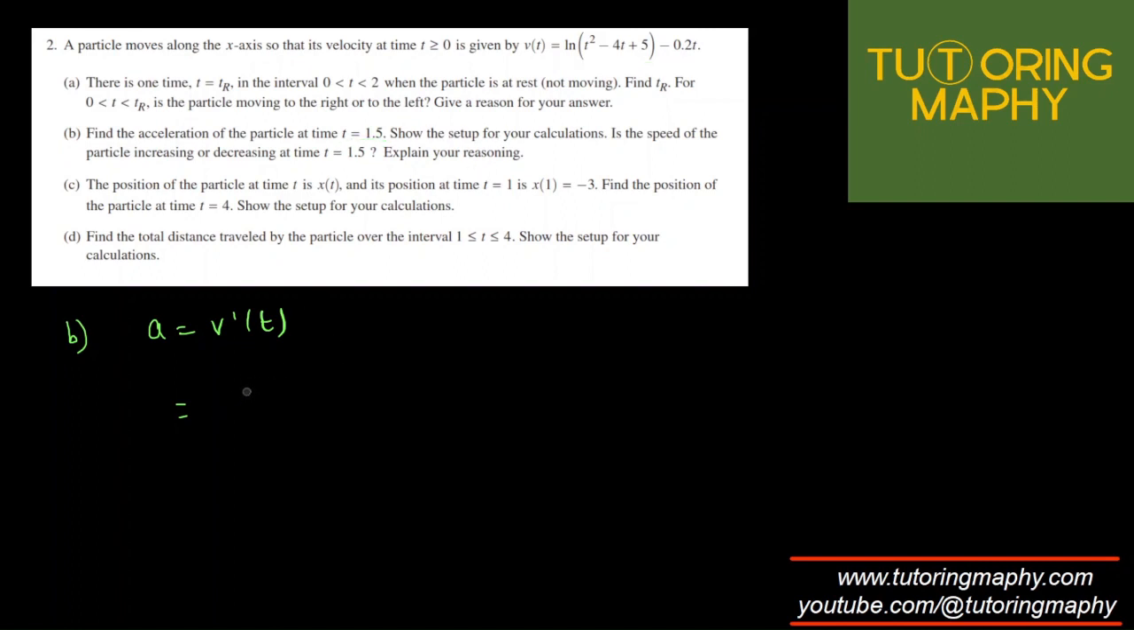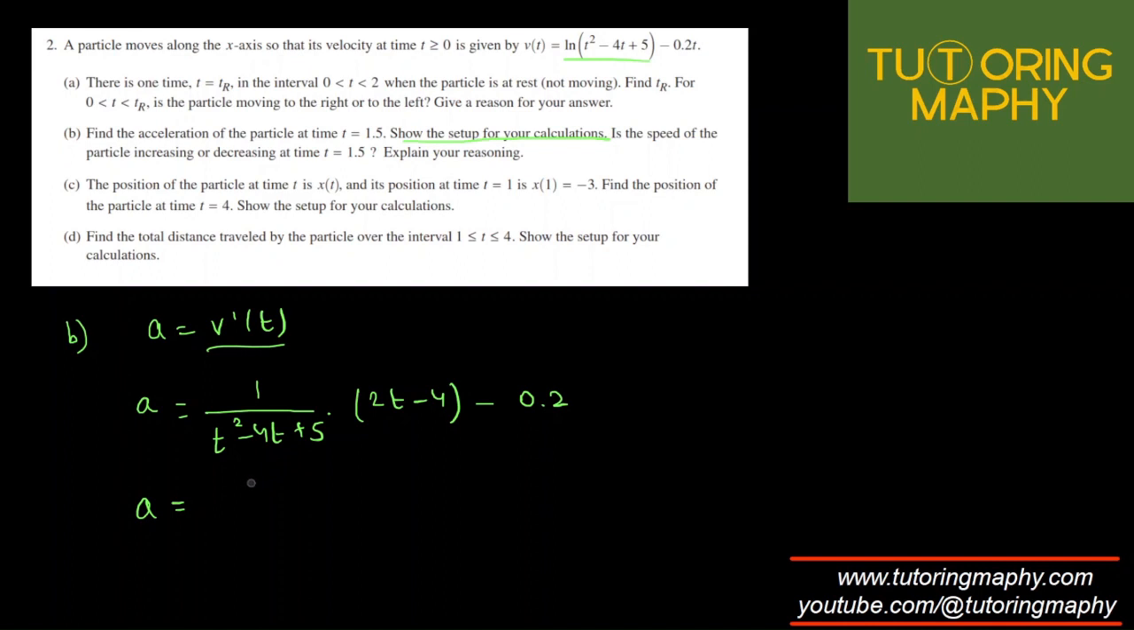So let me just show the derivative manually. The derivative of ln is 1 over t squared minus 2t plus 5, times the derivative of the inside, and the derivative of t squared minus 4t is 2t minus 4, and then the derivative of 0.2t is just 0.2. So this is the expression for the acceleration. They want us to show the steps, but I think either will work. You can show the calculator work as well. You just have to show that this is the derivative.